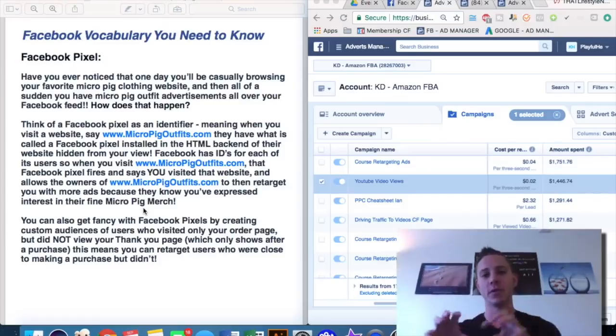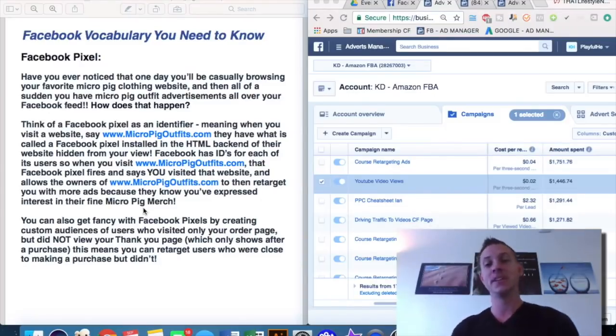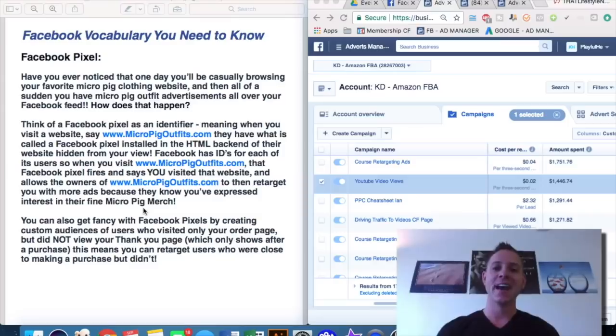So the last Facebook vocabulary that is absolutely necessary to know is what's called the Facebook pixel. The Facebook pixel sounds complicated, but please trust me, it's actually not. Think about the Facebook pixel as an identifier, right? Have you ever been browsing on the internet, let's say you're looking at some camping equipment on a Shopify website, just cruising through the web, and then you come onto Facebook and you see an ad for what you were just looking at, and you're thinking to yourself, okay, how the heck is that happening? How could they possibly know that I was just browsing that website? The way that they know is called the Facebook pixel.